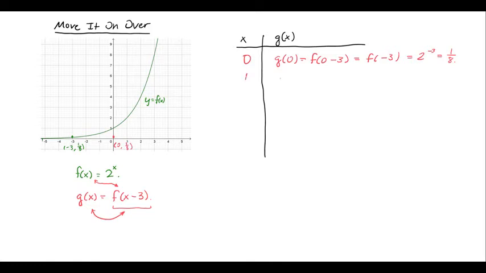What about when x is 1? Well, g of 1 is going to be f of 1 minus 3, which is f of negative 2. And that is 2 to the negative second, which is 1/4. So where's the point on f that I'm looking at? It's this point right here, negative 2, 1/4. I think I'm going to stop labeling these because otherwise things are going to get mighty cluttered in a hurry. Instead, I'm just going to put the point on the red graph. That's 1, 1/4. So somewhere around here.